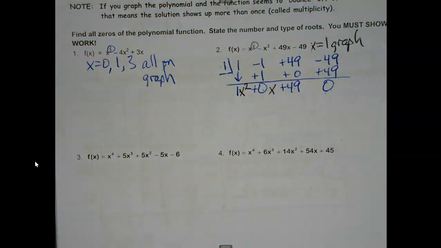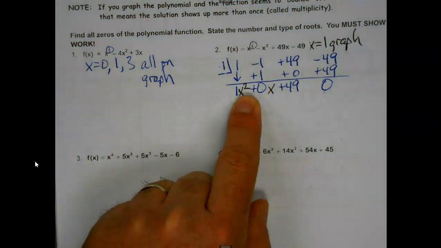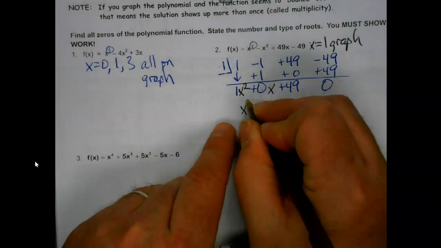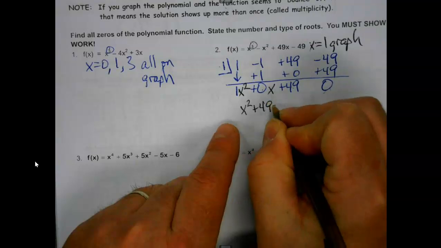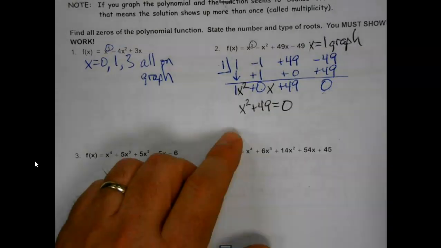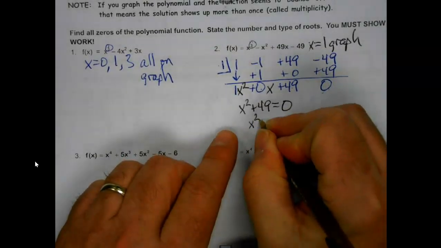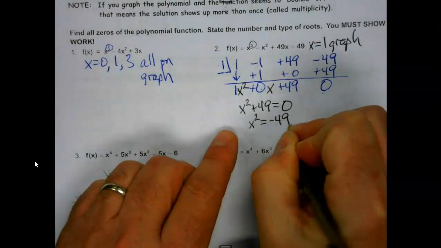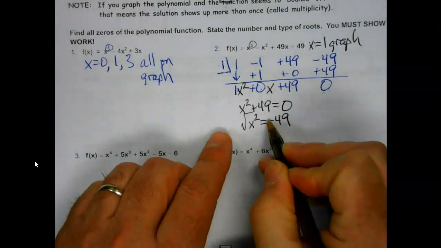And I notice it's x squared. It's a quadratic. So the biggest thing to mention here is that this is not a difference of squares. Do not try to factor it that way. We're going to solve this one by roots. So we're going to minus the 49 over. We're going to square root this.